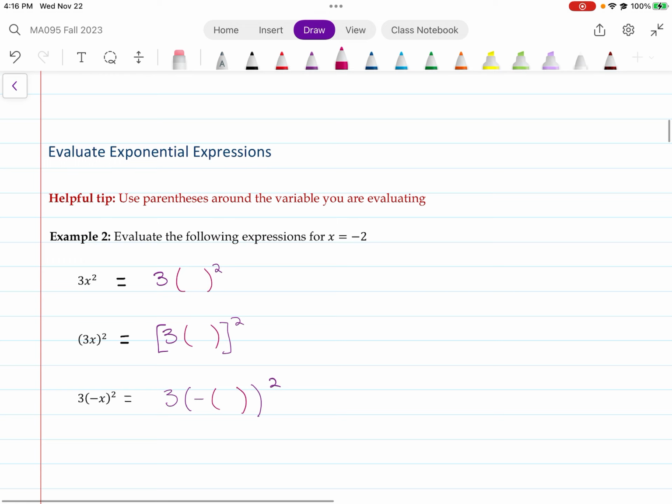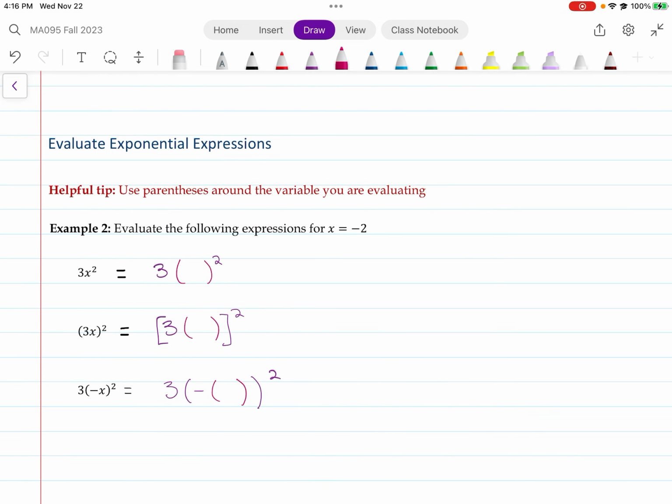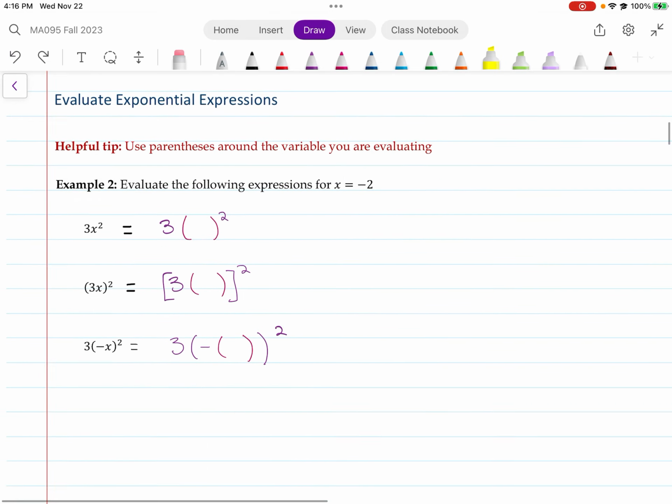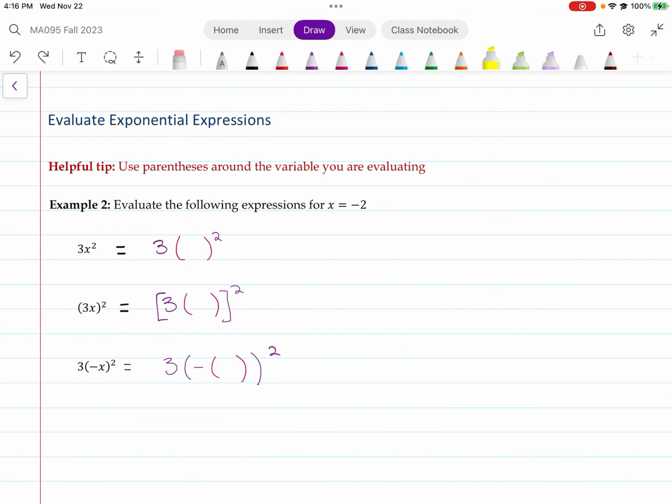All right, so moving on, we're going to talk about evaluating exponential expressions. So I've got this all set up for us to put the numbers in. And I did that on purpose ahead of time because I really wanted you to take a moment to see the difference between all these. So the first one is 3x squared. And notice what I did here. I put these parentheses here, and I'm going to fill that in. Okay, so I will fill that in with this -2 that I'm going to be putting in each one.